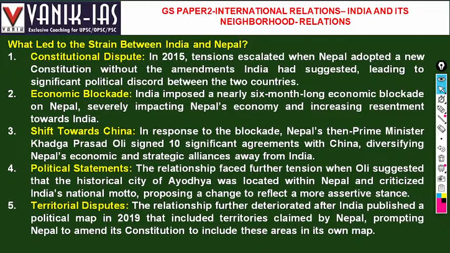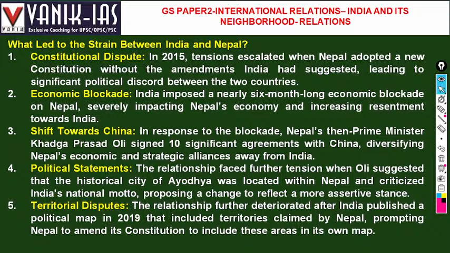Economic blockade. India imposed a nearly 6-month-long economic blockade on Nepal, severely impacting Nepal's economy and increasing resentment towards India. Because the Tarai region, the area connected between India and Nepal, is where the Madhesis are in majority, India through the Madhesis was able to successfully impose an economic blockade.